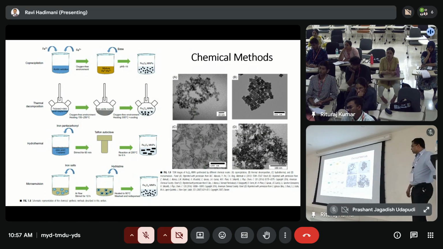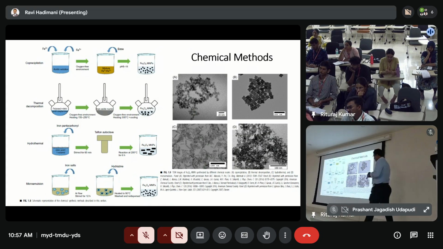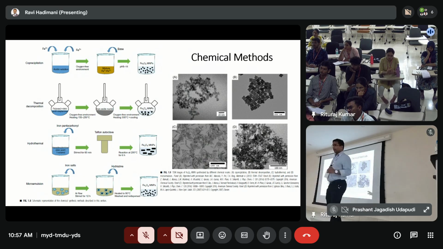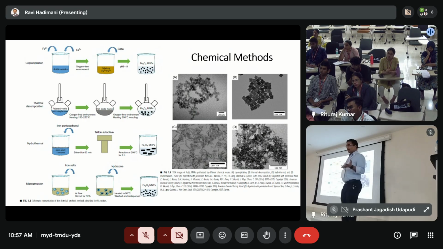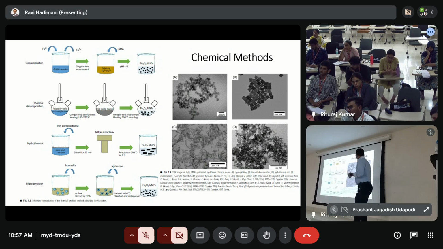Then there is the chemical method. Again, I'm not too familiar with all the chemical methods. I haven't done it myself, but I've used some that were prepared using a chemical method. This is an inexpensive, easy way to make nanoparticles, but you need to have the knowledge of chemistry to make nanoparticles here. Okay.